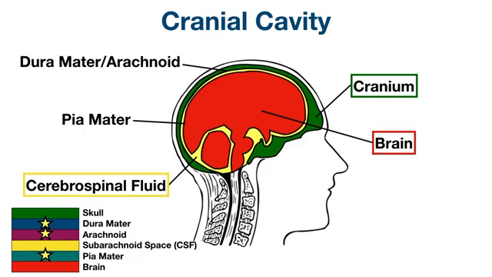Below the dura mater, we have the arachnoid, which is the middle meningeal layer. There is a space below the arachnoid called the subarachnoid space, and this is where the CSF is located. The innermost meningeal layer is the pia mater, which adheres closely to the brain. So hopefully this helps to visualize the cranial cavity better.